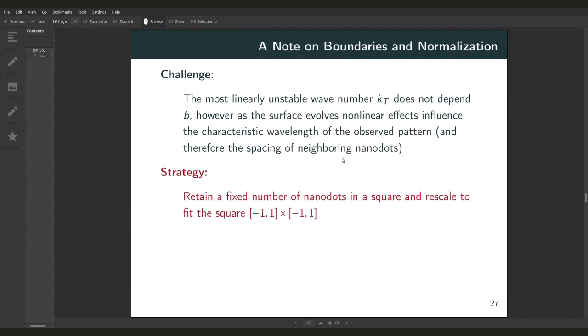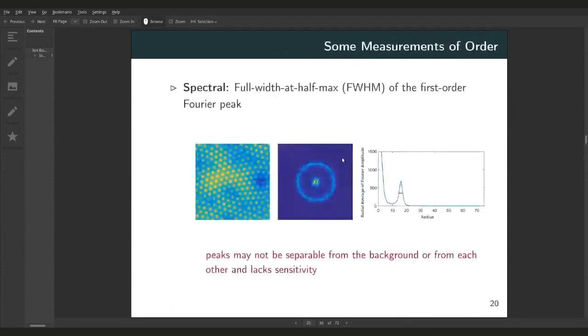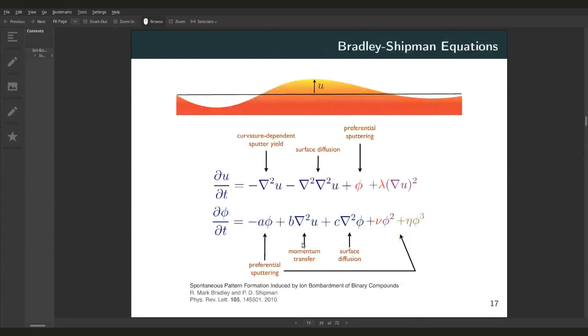Rachel, what was B again? Sorry, yeah. B is a linear parameter, right, that's associated with momentum transfer.